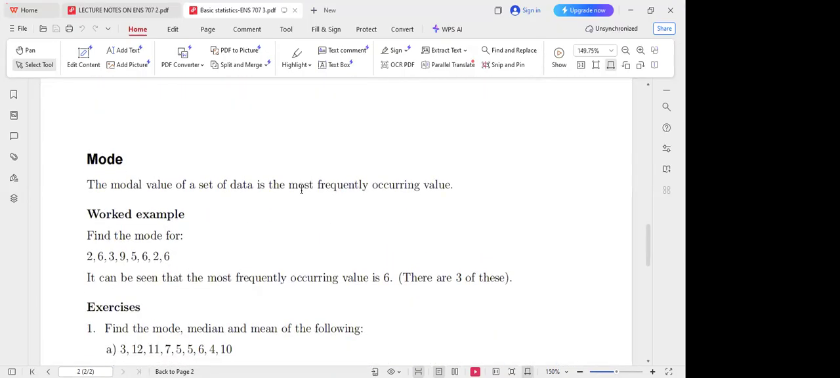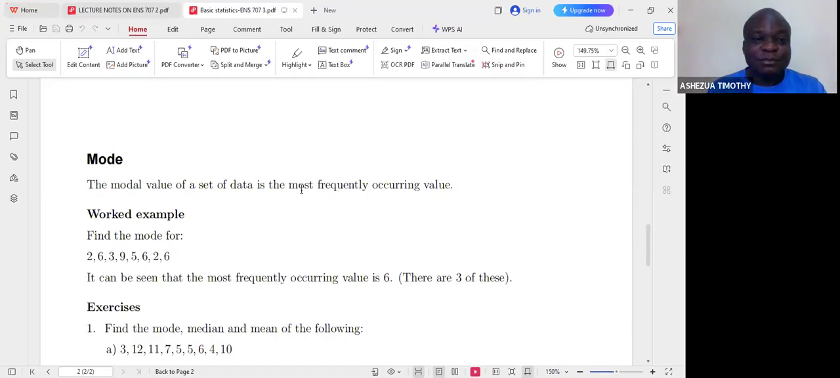Now for the mode. Nobody is supposed to have an issue here. The mode is the most frequently occurring number in a distribution, isn't it? The number that occurs most frequently is the mode. The modal value of a set of data is the most frequently occurring number, the one that appears most frequently.